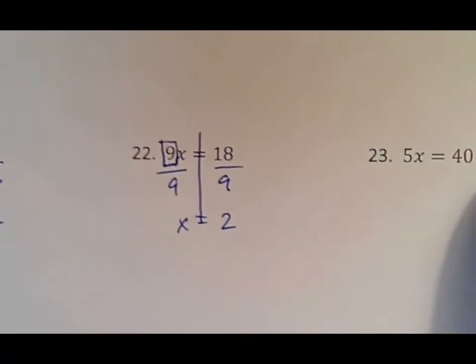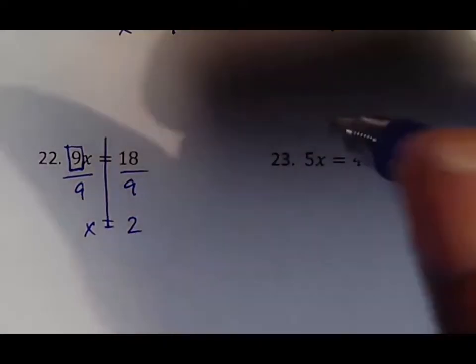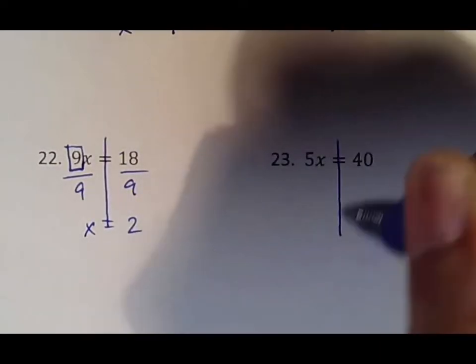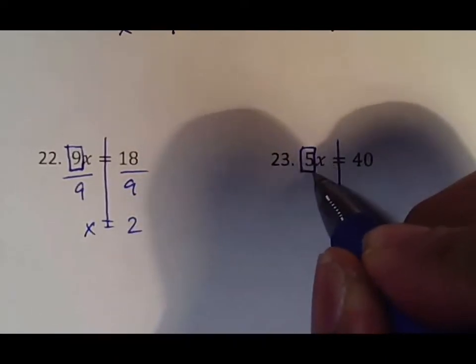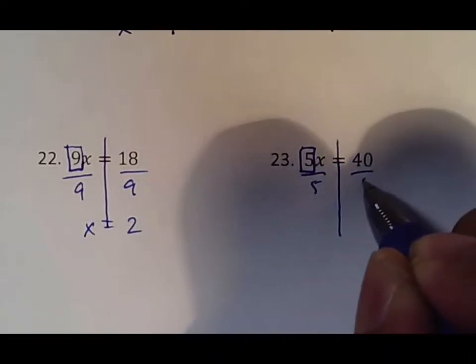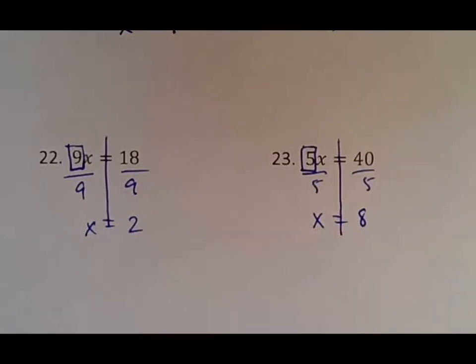But when you get to multiplication, the way you undo multiplication is you use the actual number that's attached with it. So again, getting practice, here we're going to take this 5. This is 5 times x. 5 has to go, so we divide by 5. 40 divided by 5 is 8.